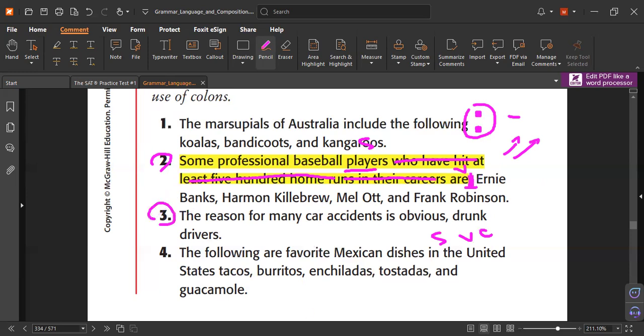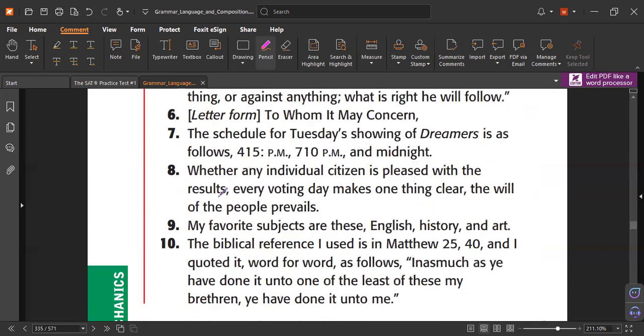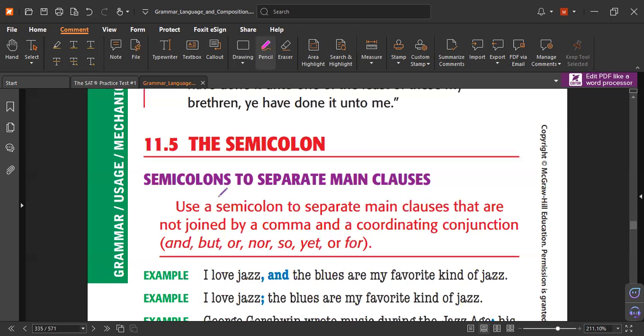In number three, where is the colon? After the word obvious, yes. So it must be here. Now we need to check drunk drivers. Complete sentence, I don't care. After the colon, we can have a letter or word or a phrase or sentence or anything. But what is the reason? Drunk drivers, and of course, we must kill them. So that is the point. And here are a lot of examples for you. That is the colon. How about the semicolon?